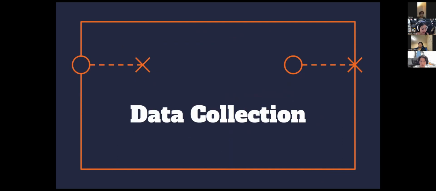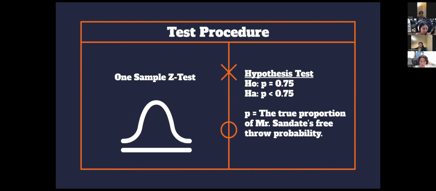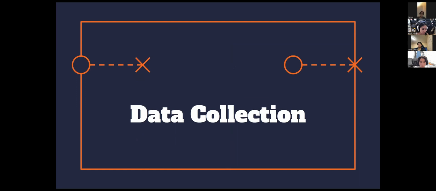So for our test procedure, we are doing a one sample z-test. And for our hypothesis, our null hypothesis is p is equal to 0.75. And our alternate hypothesis is p is less than 0.75, where p is equal to the true proportion of Mr. Sandate's free throw probability. And then next we'll move on to data collection.